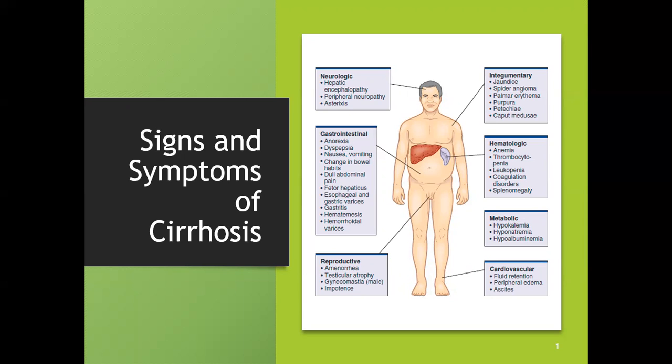Gastrointestinal symptoms: anorexia or decreased appetite, dyspepsia or heartburn, nausea, vomiting, change in bowel habits, dull abdominal pain, the fetor hepaticus, which is that musty breath, esophageal and gastric varices, gastritis, hematemesis, which is blood in the vomit, or hemorrhoidal varices. These are all signs and symptoms.